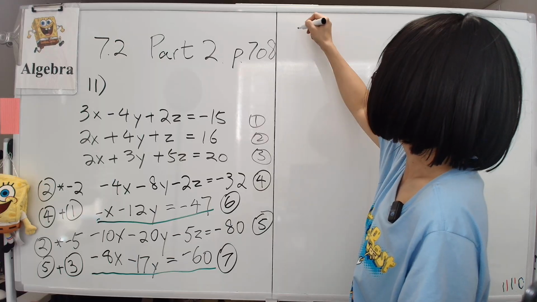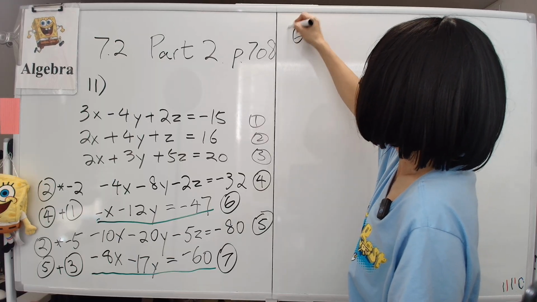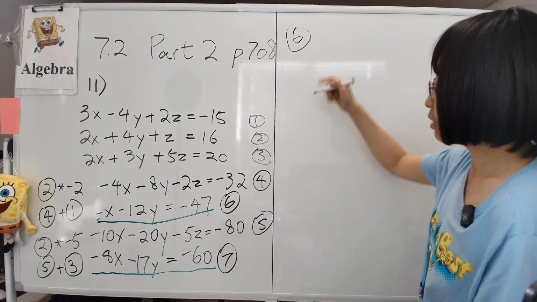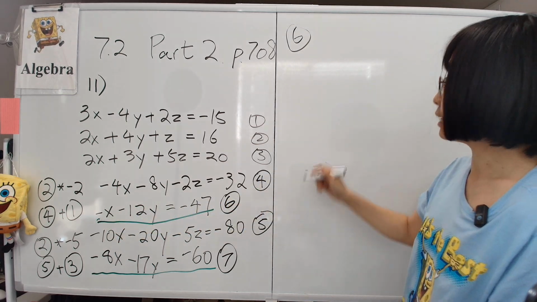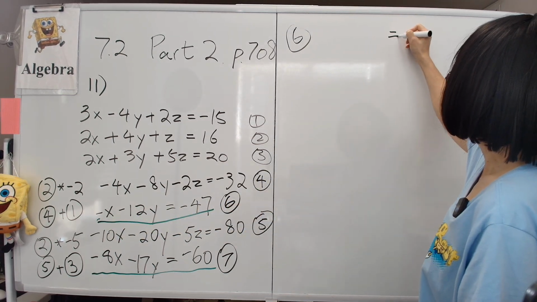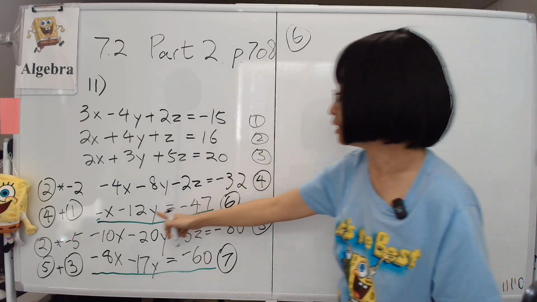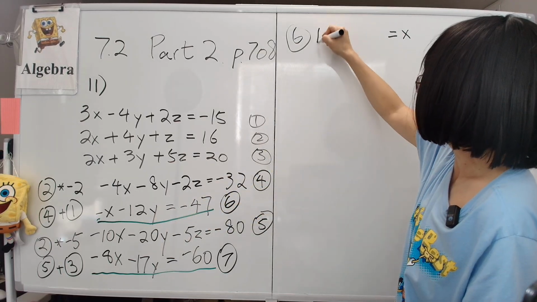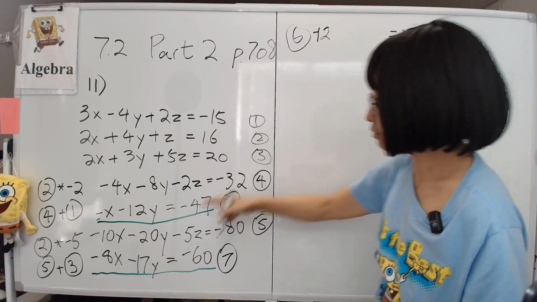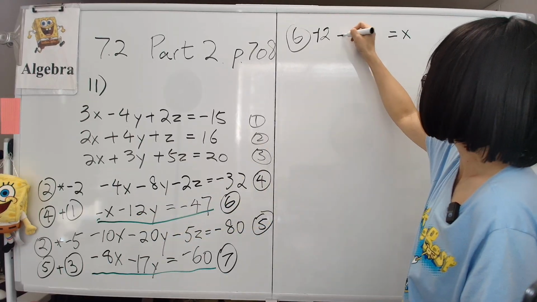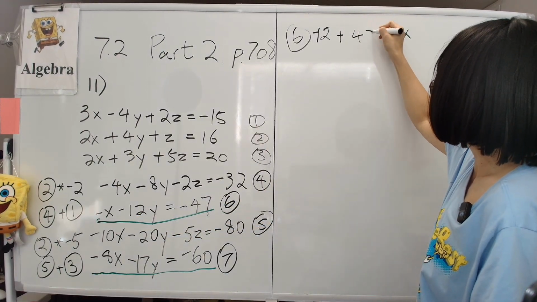Okay, so from equation 6, I'll solve for x. We'll toss x over here, and x is positive. So x is equal to, the 12y stays over there, negative 12y. Okay, don't forget the negative, minus 12y plus 47. That is equal to x.